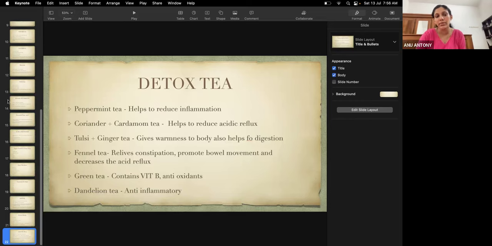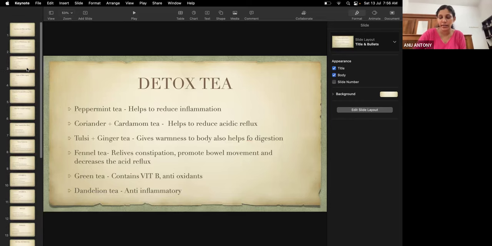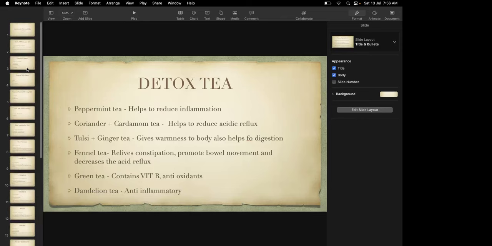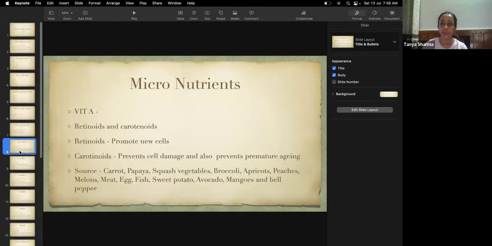Okay, this is about the diet part. If you have any doubts, please discuss. Ma'am, can you repeat the cooking oils which we should use?